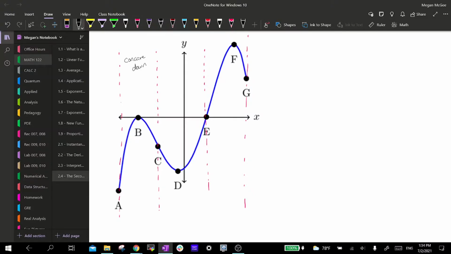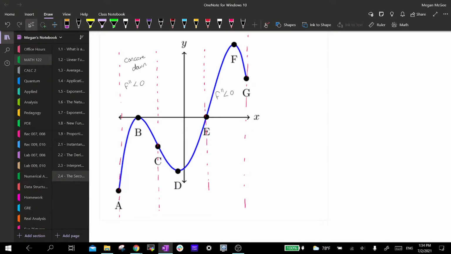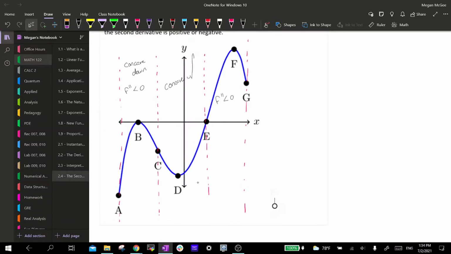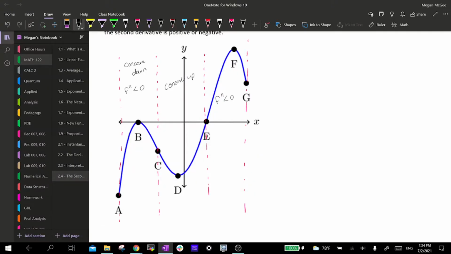Okay, so what does concave down tell us about our second derivative? It tells us that our second derivative must be negative. Similarly, between E and G, we are also concave down, so we should have a negative second derivative here as well. Between C and E, however, our function is concave up, which means our second derivative must be positive.